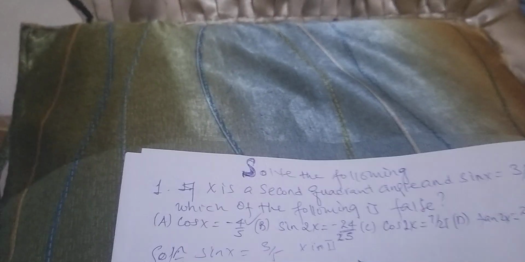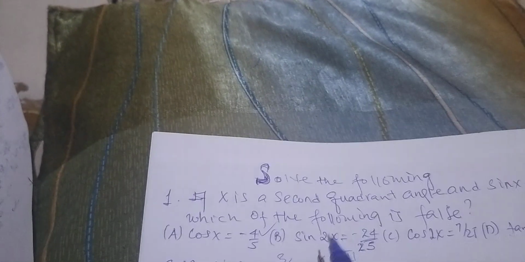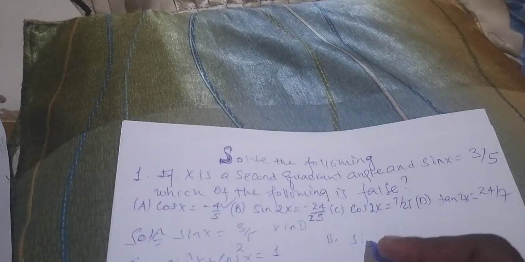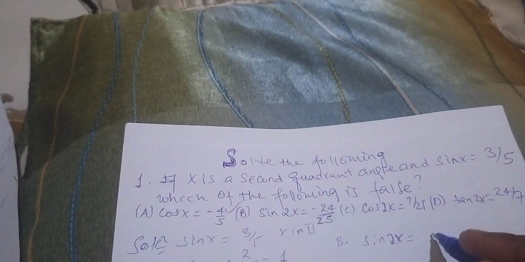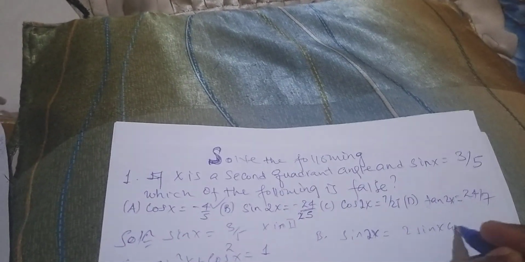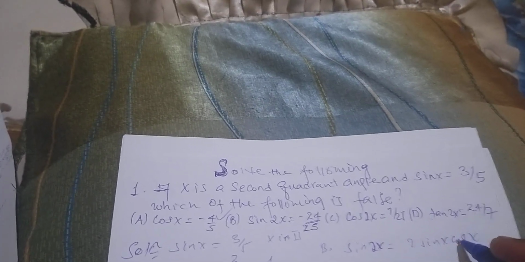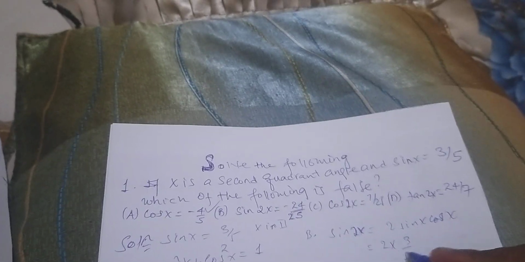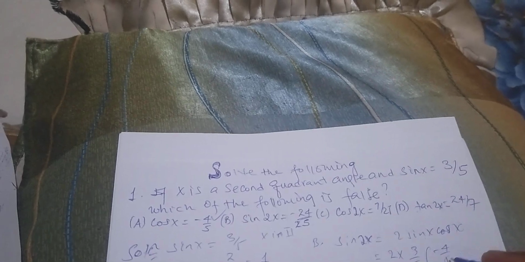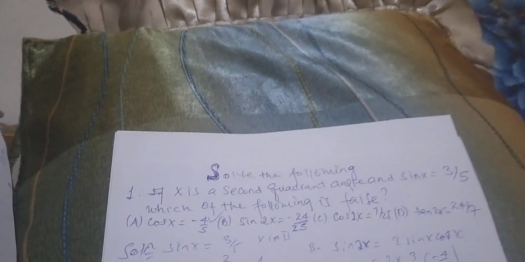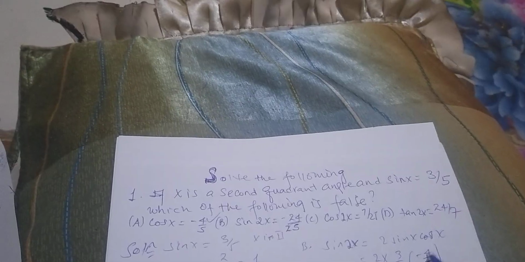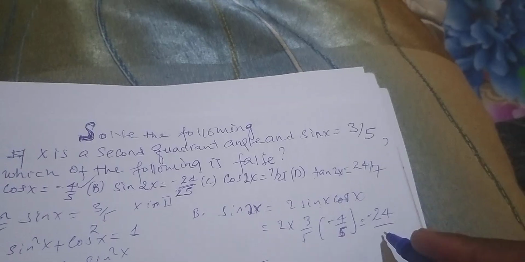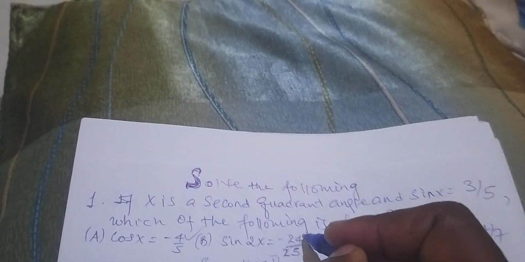Sin 2x, look at B. This is a double angle. Sin 2x is equal to 2 sin x cos x. So from this, 2 times sin x, which is 3 over 5, times cos x, which we already found to be minus 4 over 5. This is equal to 2 times 3 is 6, negative 24 over 25. So B is true.